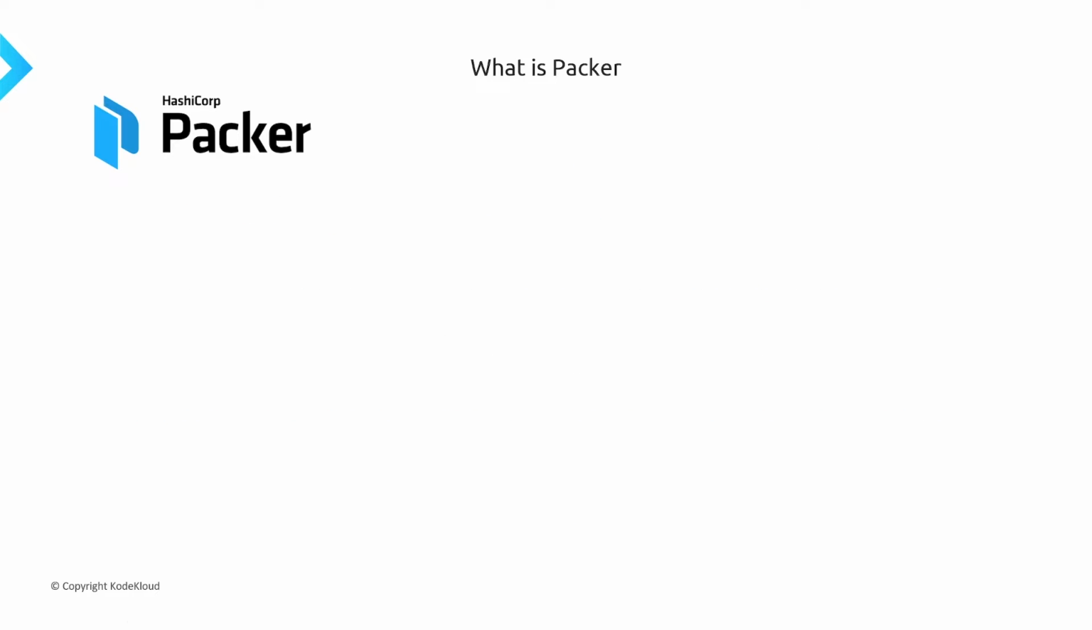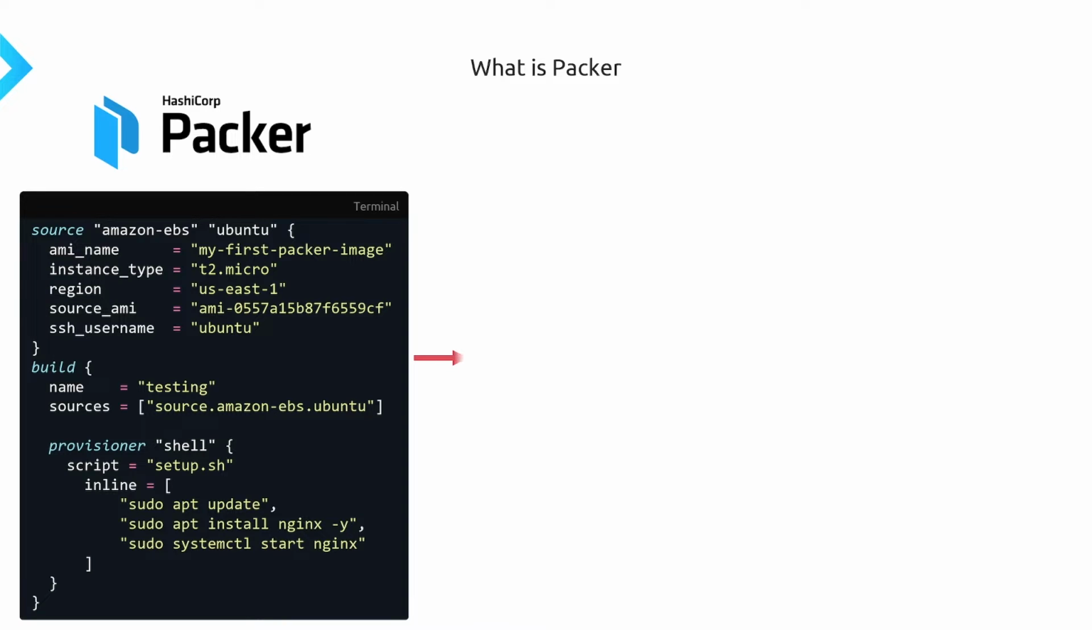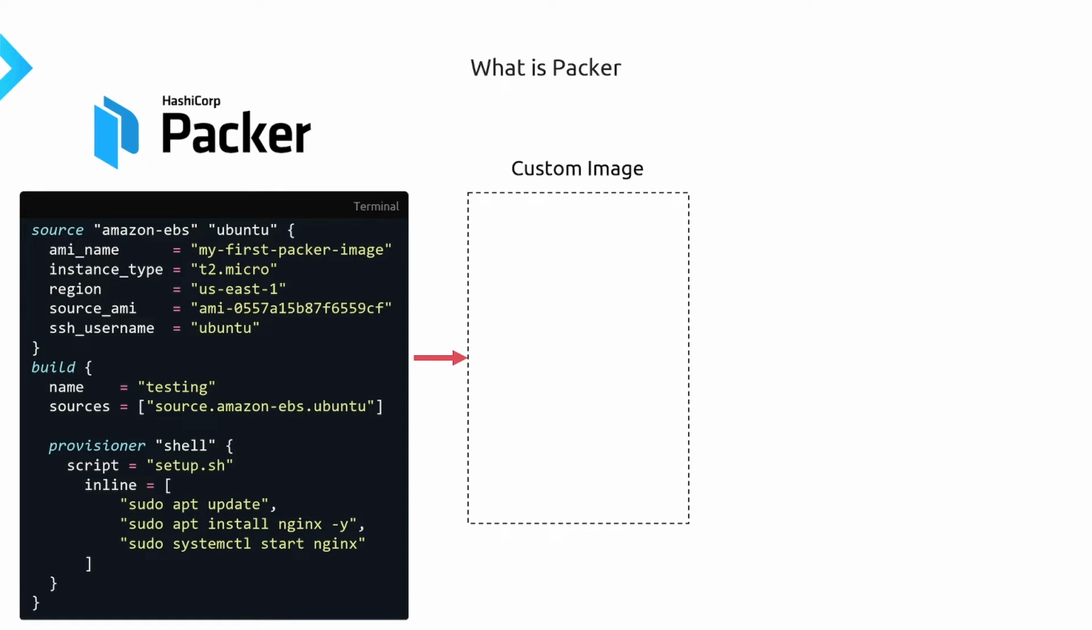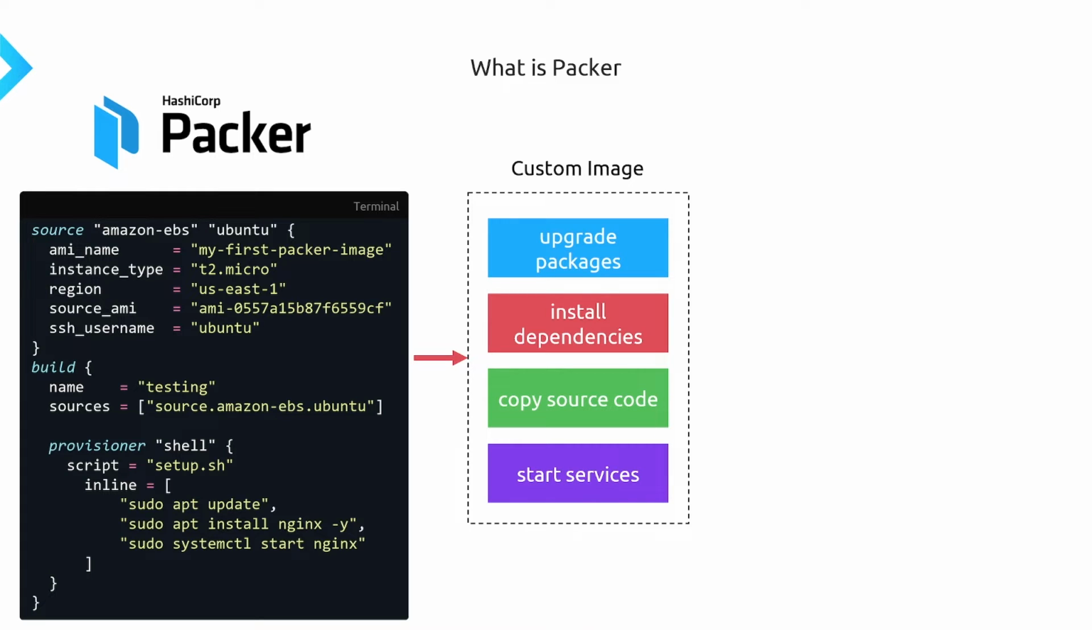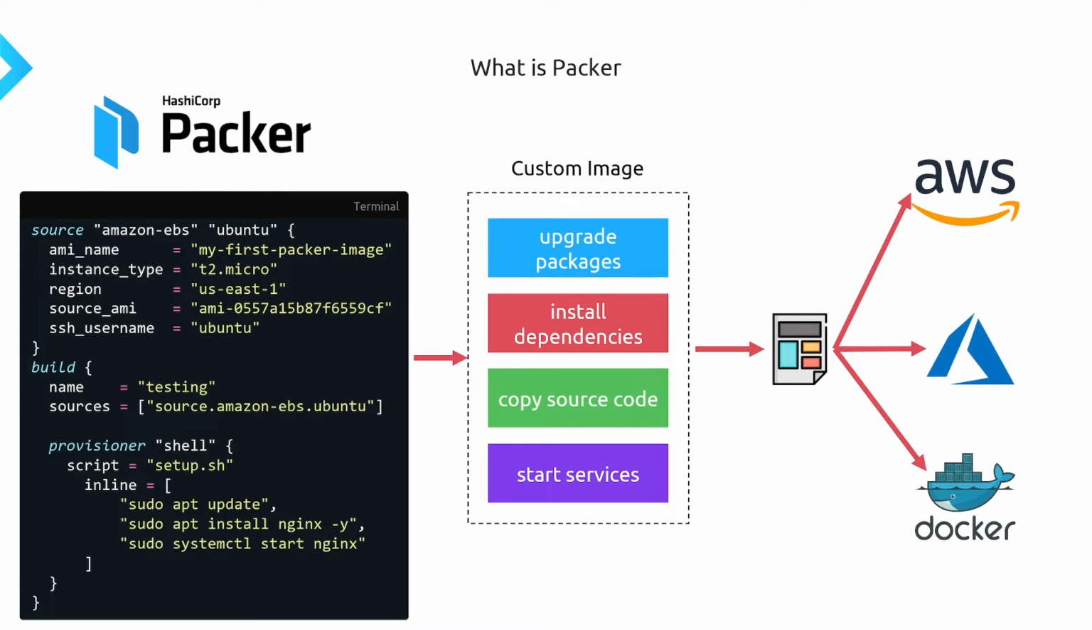So with Packer, what we can do is we can generate configurations for an image. We can define everything that we want baked into an image. So we can have all of the necessary packages and upgrades set up. We can configure all of the necessary dependencies. We can copy all of our source code for our specific applications onto the image, and also start up any necessary services for our applications to function. And so with all of these instructions, we can then create our own custom image that can then be used on all of the varying different platforms like AWS and Azure.